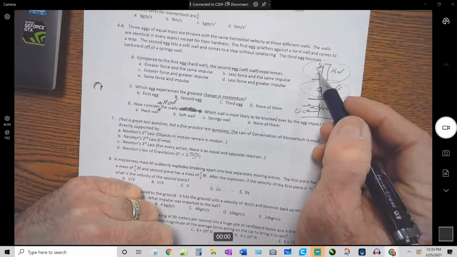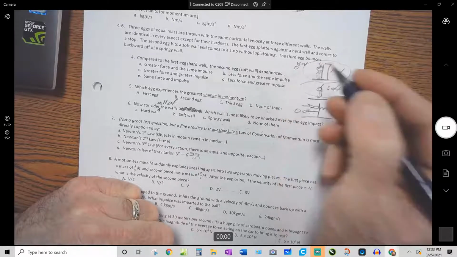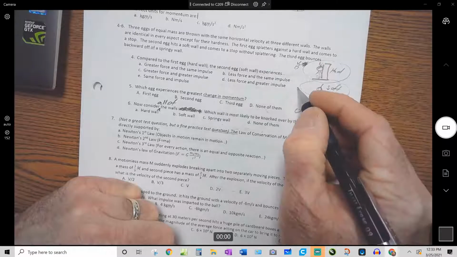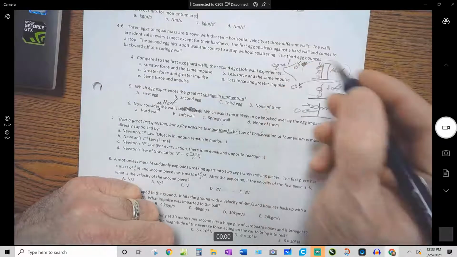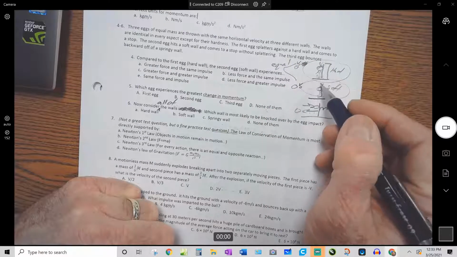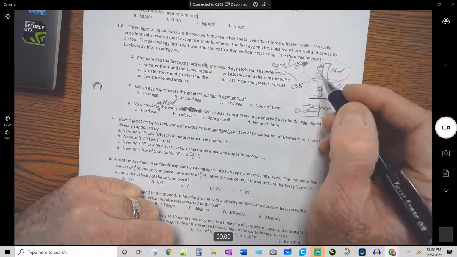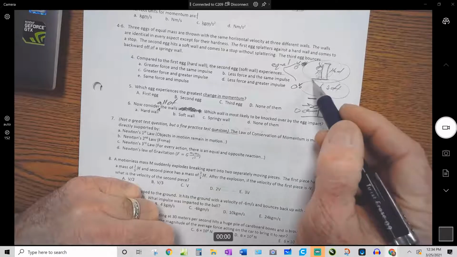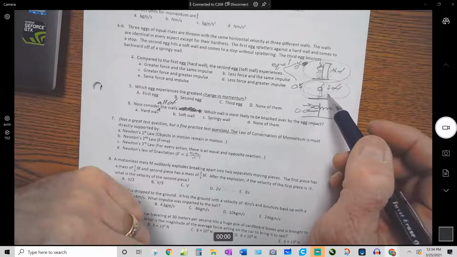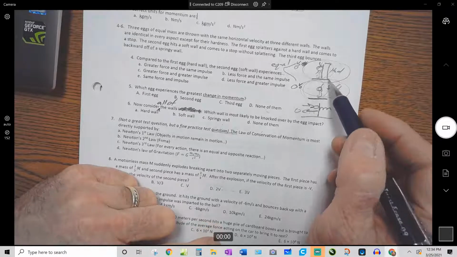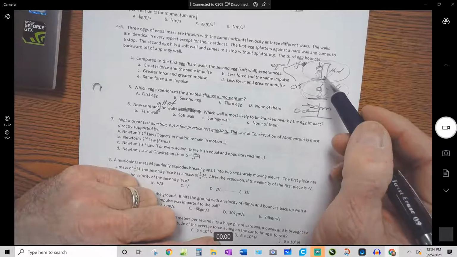So both of the eggs start out with a certain velocity, V0. These are equal. They're going the same speed. So when they hit the wall and they both stop, they both lost the same momentum. So the change in momentum for this and the change in momentum for that are the same. And the change in momentum equals the impulse. So these are going to have the same impulses, which is force times time.